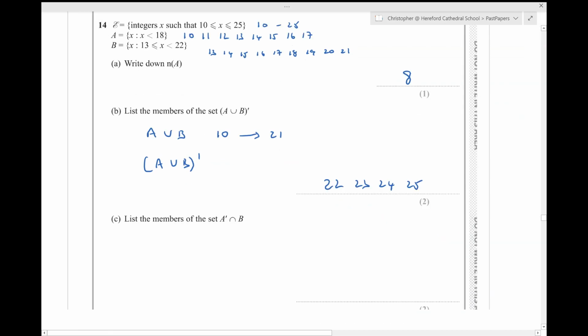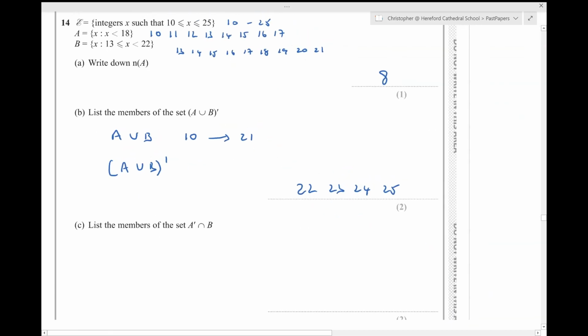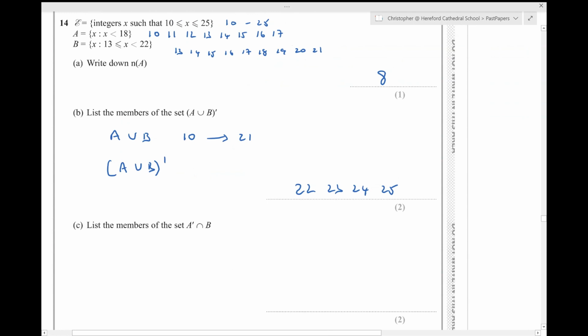Now, list the members of the set. They've got to be not in A, and they've also got to be in B. Well, let's start off by thinking what's not in A. Well, not in A is 18, 19, 20, 21, 22, 23, 24, and 25. And they also have to be in B. So which of these are in B? 18, 19, 20, and 21. So the members of not A, intersection B is 18, 19, 20, and 21.